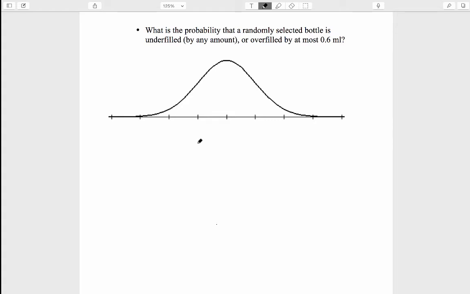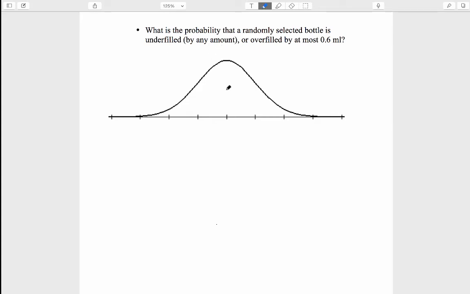Let's not be overwhelmed by the wording. Let's just go one phrase at a time. Underfilled by any amount, or overfilled by something. The word "or" means that we're going to have some region to the left of the mean, together with some region to the right of the mean. We are going to end up adding two probabilities.